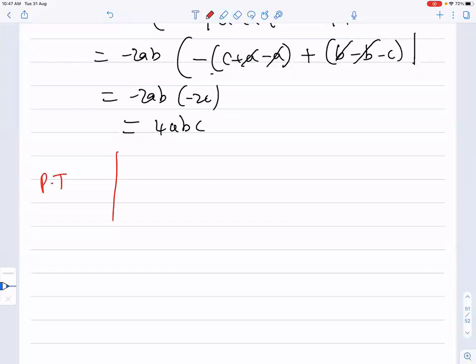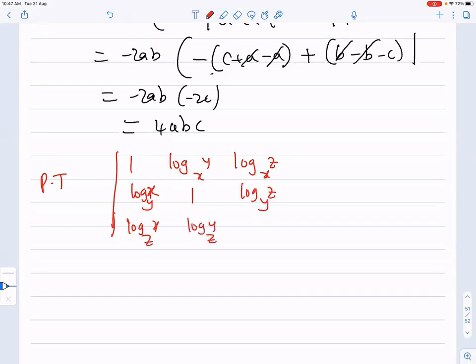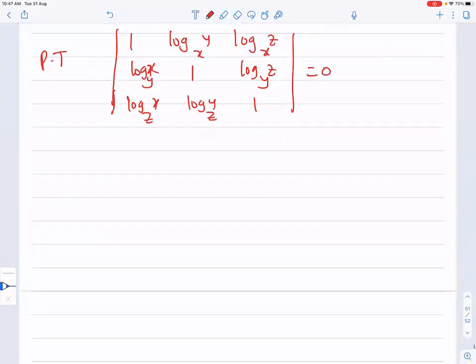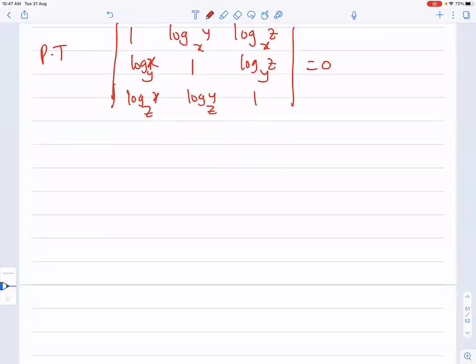Prove that the determinant 1, log y base x, log z base x; log x base y, 1, log z base y; log x base z, log y base z, 1 is equal to 0. Simple question. Please do it. From here we are doing problems. These are not standard determinants. Right, students?